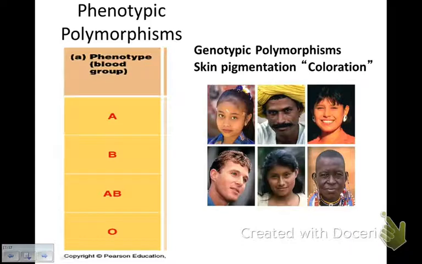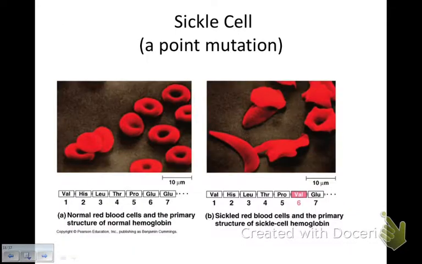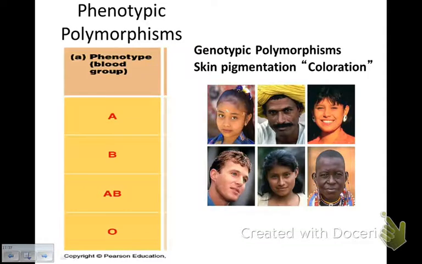On the genotypic polymorphism right here, I messed up. Sorry. So for phenotypic polymorphism, your example is A, B, AB, and O. There are different phenotypes, so that would be an example for phenotypic, but this is showing the different genotypes.